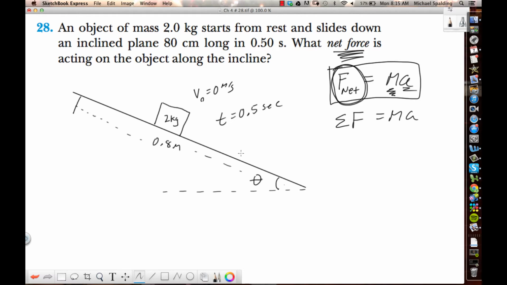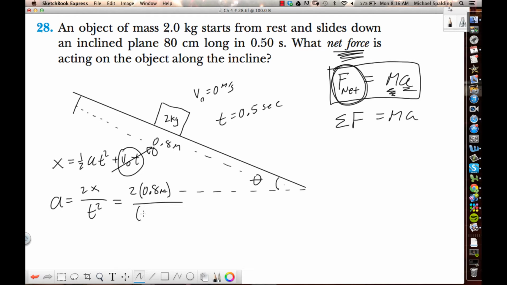With one of the kinematic motion equations. So we were told V initial is 0, we have the displacement, and we have the time. So to find the acceleration, I would just go x equals 1/2 a t squared plus V initial t, the first kinematic on the list. V initial is 0, so you take what's left. So a is 2x over t squared. So you're going to go 2 times 0.8 meters divided by 0.5 seconds squared. So this gives us an acceleration of 6.4 meters per second squared.